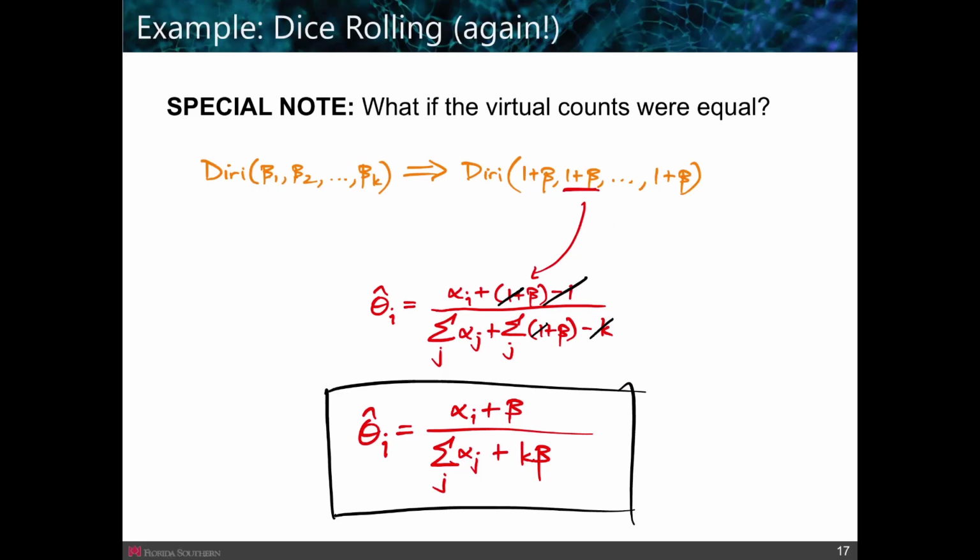So the final result of a MAP estimate here with virtual counts that are equal is to take the sum of the actual data, alpha i, that we see, plus the virtual counts for that parameter, divided by the total number of samples we actually saw, plus k times beta. That's the total number of virtual samples we have. And that's all there is to it.